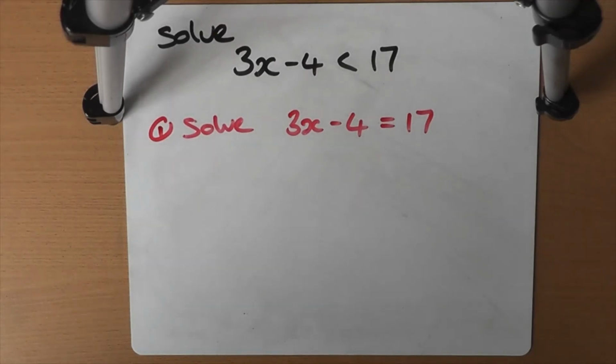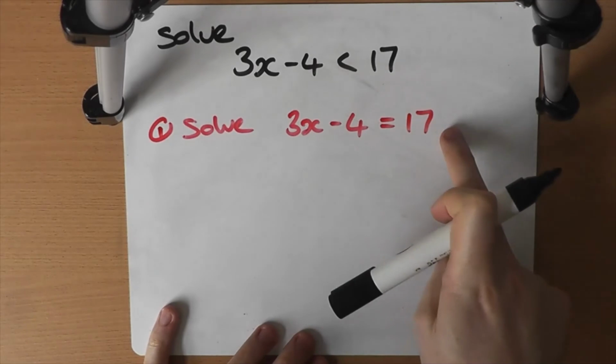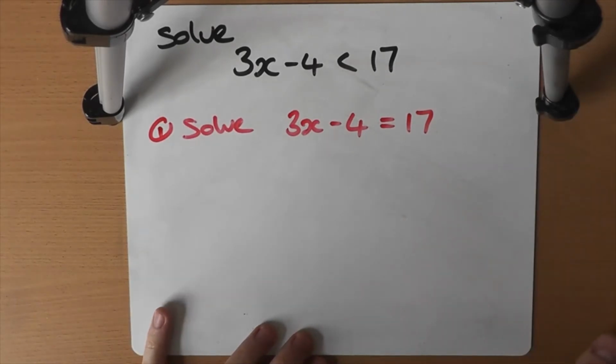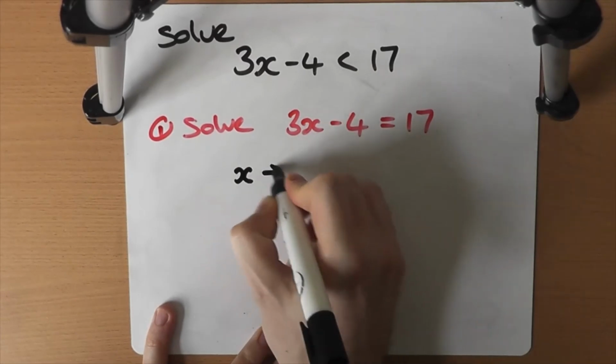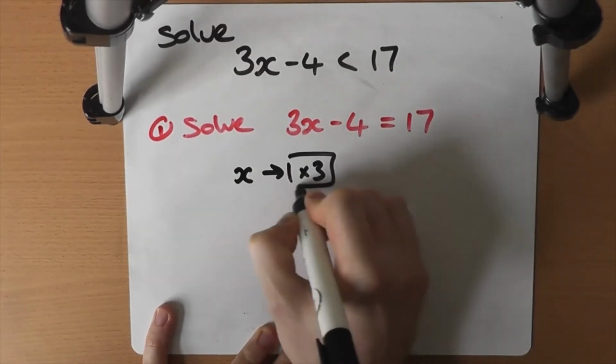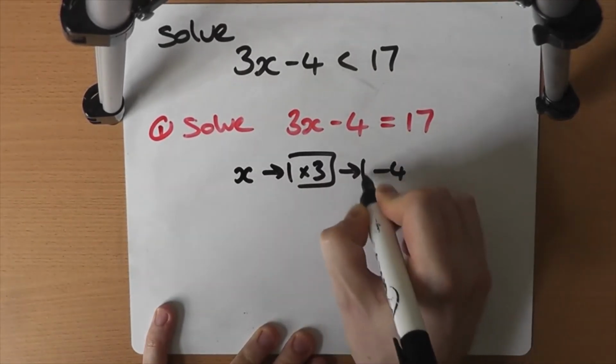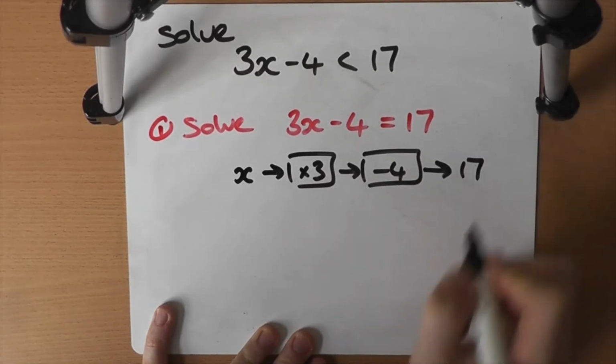because we know how to solve that. That's something that we can do. And presumably, this and this are linked in some way. They are going to be similar. So to solve this, we start with our x. First thing we do is we times it by the 3. We take off the 4, and that spits out 17.